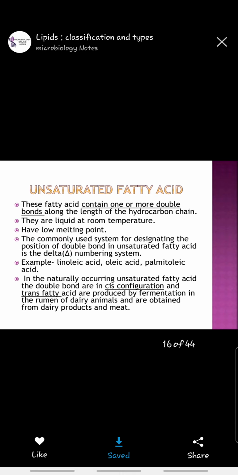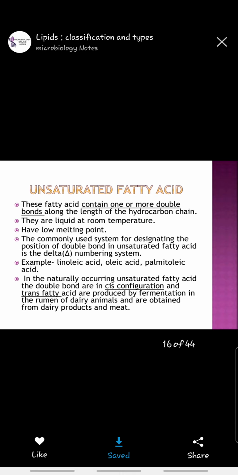Aside from that, saturated fatty acids are solid at room temperature, while unsaturated acids are liquid. Again, saturated acids are solid at room temperature. Unsaturated fatty acids are liquid at room temperature. They have a low melting point. Okay, that is the difference of unsaturated to saturated.